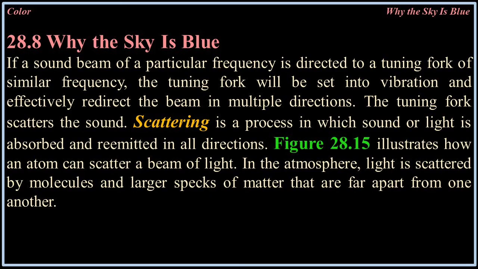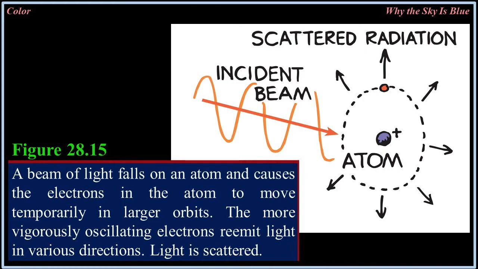28.8. Why the sky is blue. If a sound beam of a particular frequency is directed to a tuning fork of similar frequency, the tuning fork will be set into vibration and effectively redirect the beam in multiple directions. The tuning fork scatters the sound. Scattering is a process in which sound or light is absorbed and re-emitted in all directions. Figure 28.15 illustrates how an atom can scatter a beam of light.